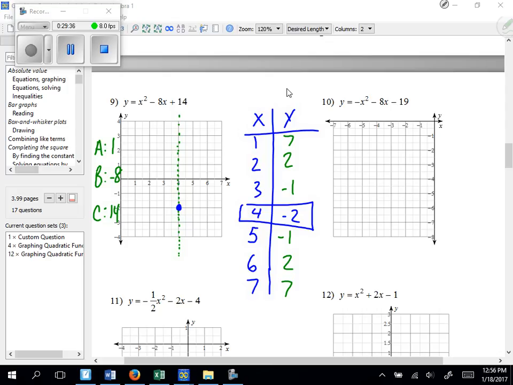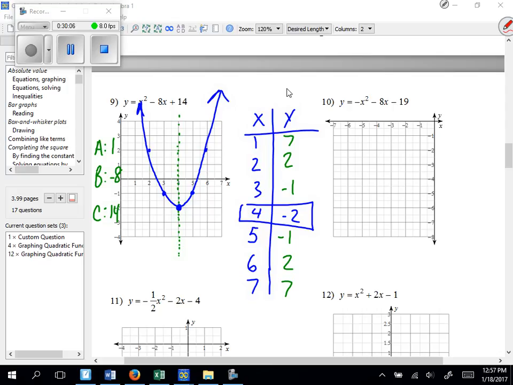Okay, so we got all of our stuff. We're going to go on. We can plot those points on our graph. So I go to (3, -1), (5, -1), (6, 2), and (2, 2). I go to 1, 7, which is off the graph. I don't need it, so I didn't need those extra points. Graph my parabola. Put arrows on the top and bottom of it. That's it.